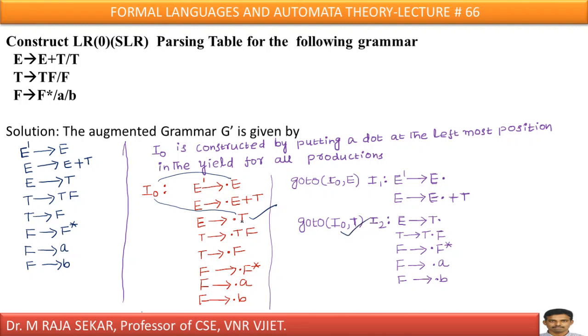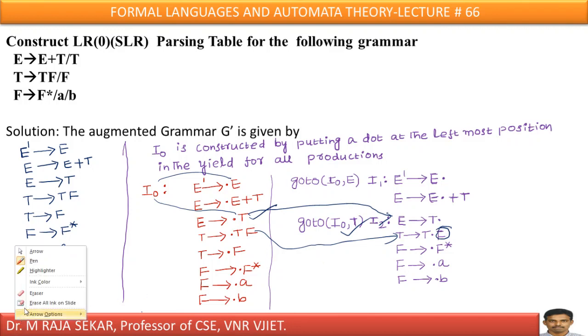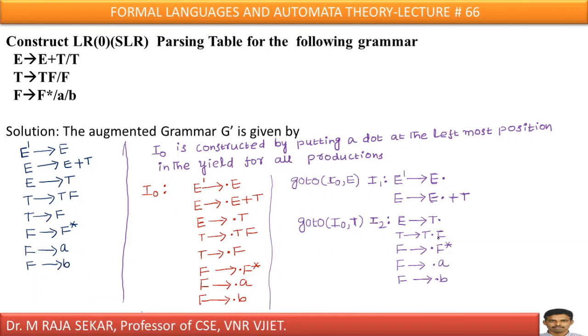E completed, therefore I naught comma T. I must move this dot to the right side of this capital T. E goes to T dot. Just move this dot right side. T goes to T dot F. I am moving this dot to the right side of this capital letter. After moving this dot, you have a capital letter F. Therefore, I must check whether there are any productions for F.